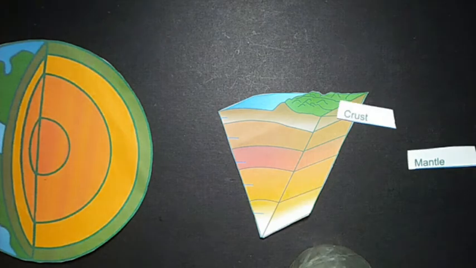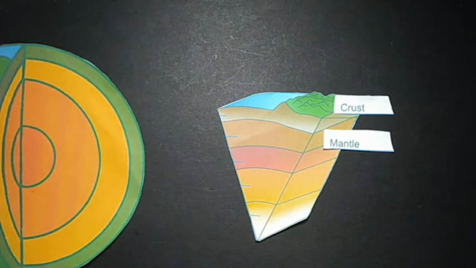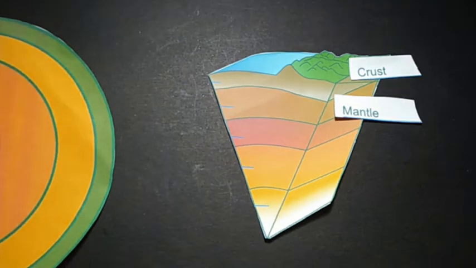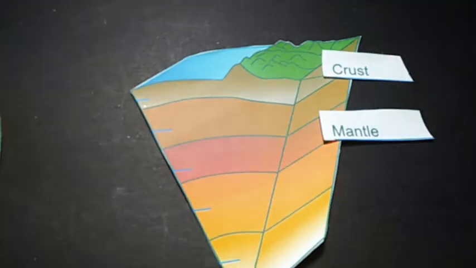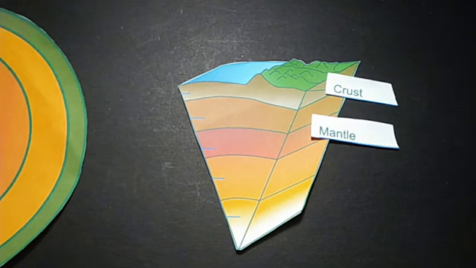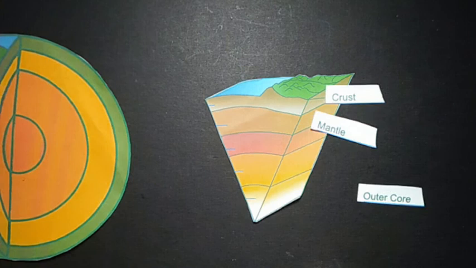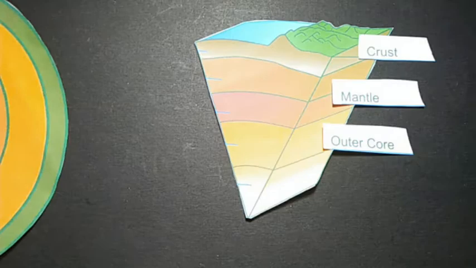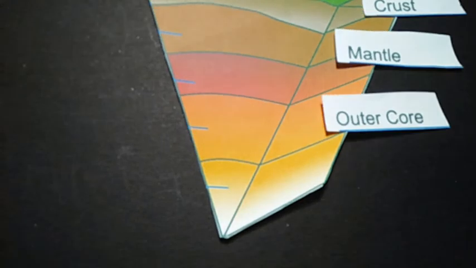Next layer is the mantle. The mantle is the thickest layer between the crust and the outer core. It takes up to 85% of the Earth's mass and where convection current takes place. Next layer is the outer core. The outer core of the Earth is a hot, liquid layer that surrounds the inner core and the one responsible for the Earth's magnetic field.